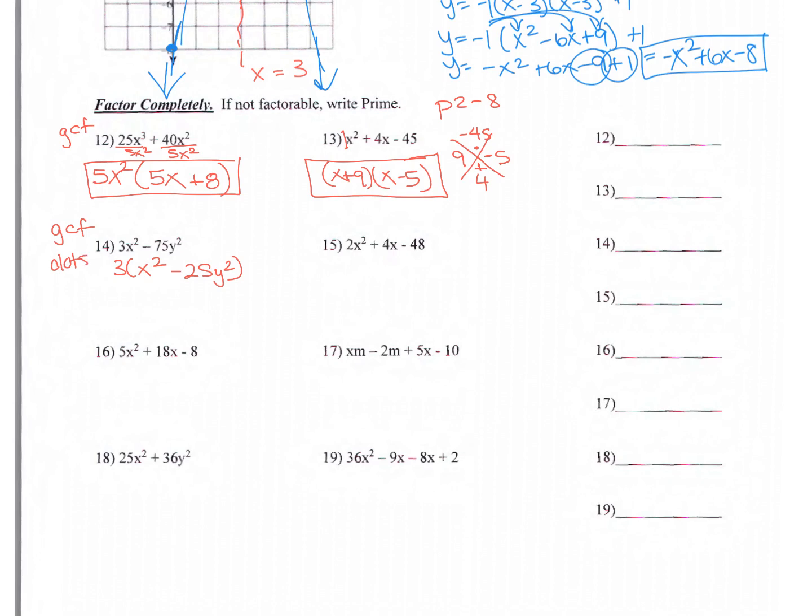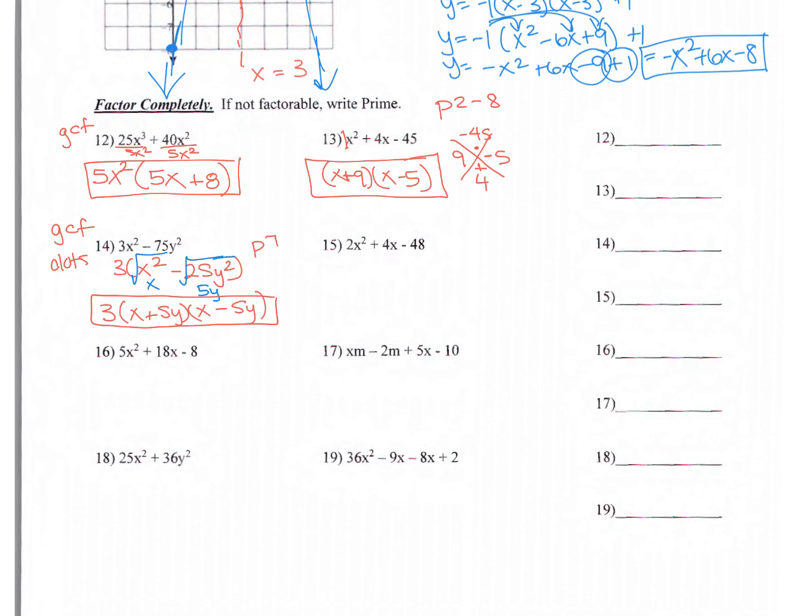X squared is a perfect square. If I take the square root, I get x. And 25 is a perfect square. When I take the square root, I get 5. Y squared is a perfect square. When I take the square root, I get y. So now I can write this, my GCF out front. I can write this as the sum and difference of my two square roots. It doesn't matter which one's plus and which one's minus. Either way is fine. If you're having some trouble with that, that's our page 7 video.